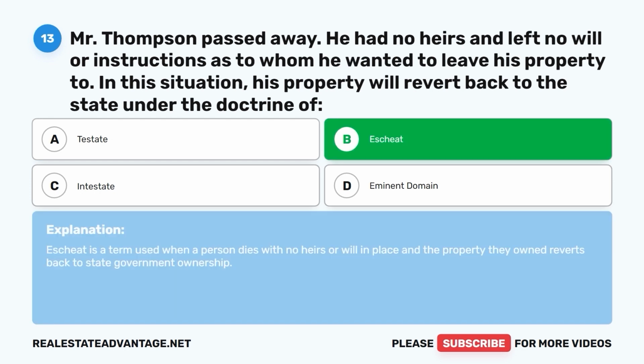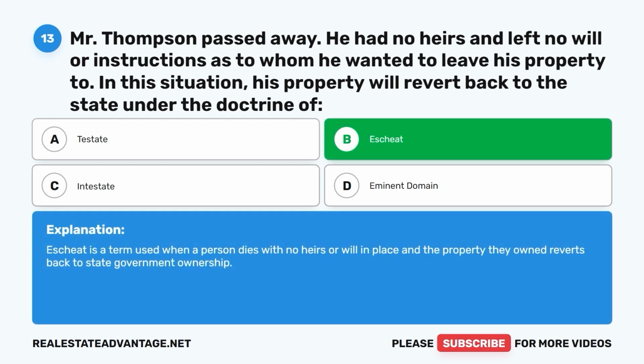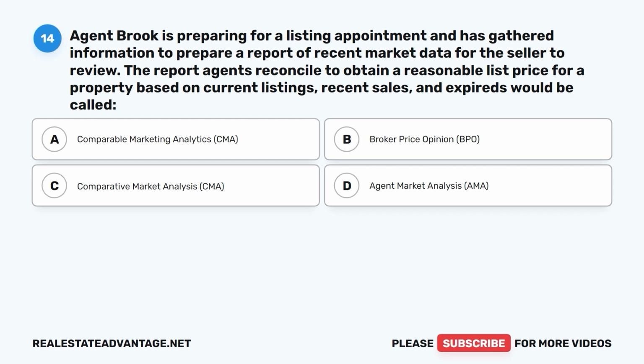Escheat. Escheat is a term used when a person dies with no heirs or will in place and the property they own reverts back to state government ownership. Question 14. Agent Brooke is preparing for a listing appointment and has gathered information to prepare a report of recent market data for the seller to review.